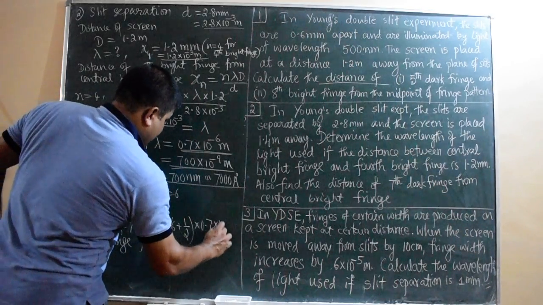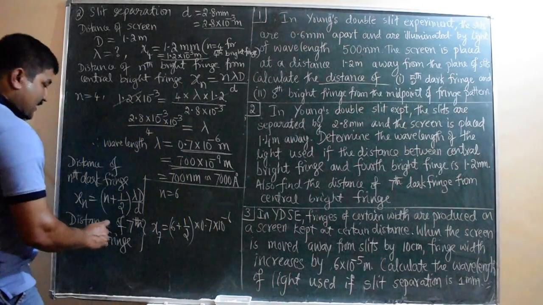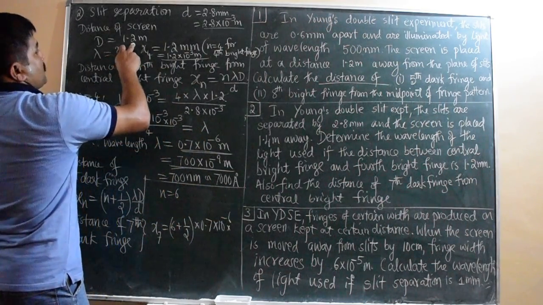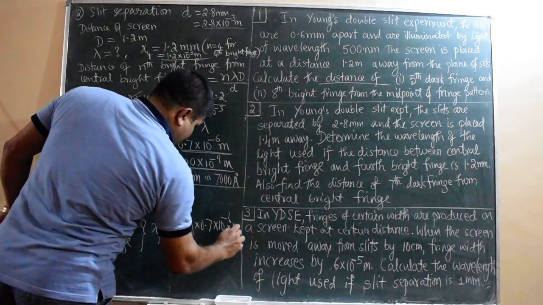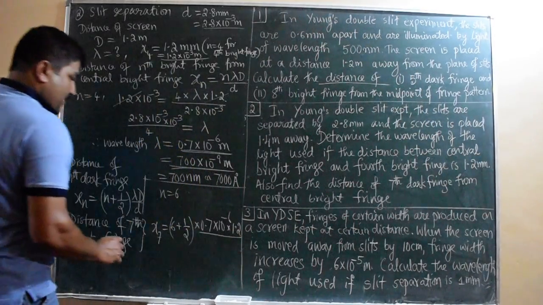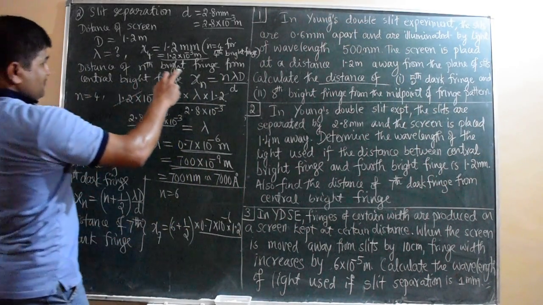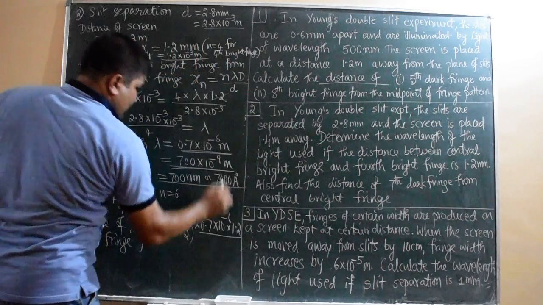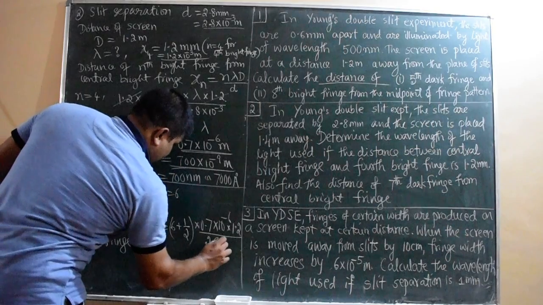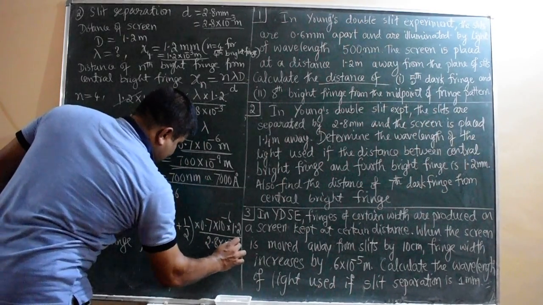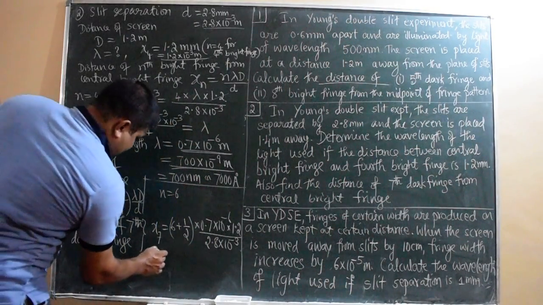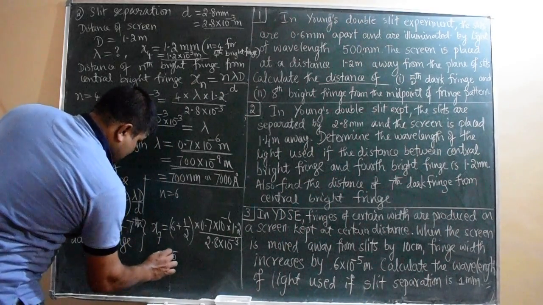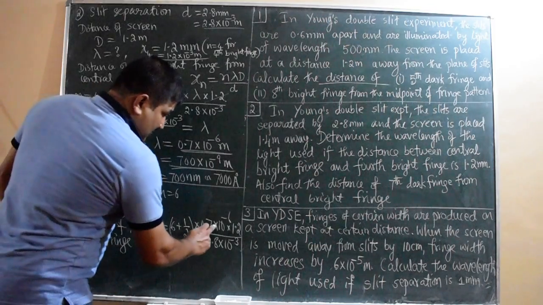0.7 into 10 power minus 6, then into capital D value in the question. Capital D value is 1.2 meter, the distance of the screen. Then divided by small d value, which is given in the question as 2.8 millimeter, so 2.8 into 10 power minus 3. Now this number, 6 plus half, is 6.5.